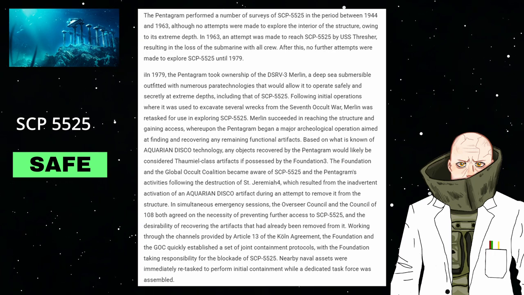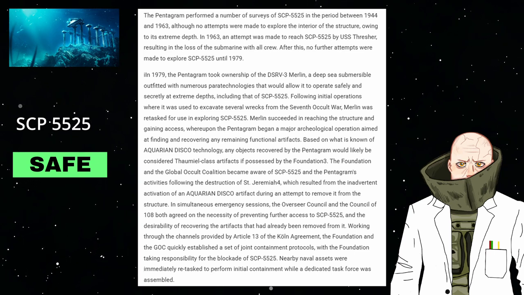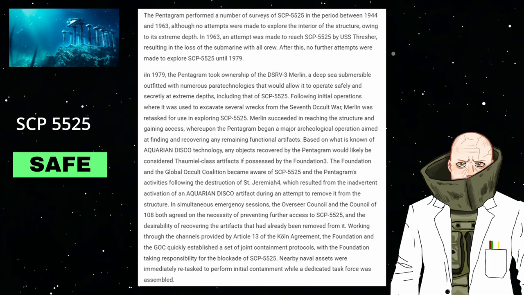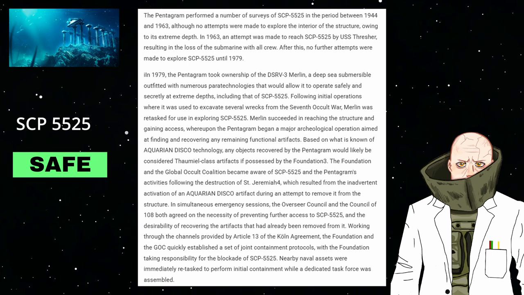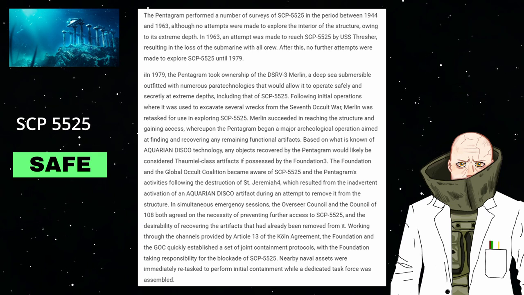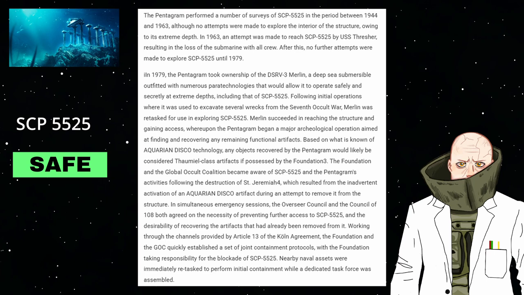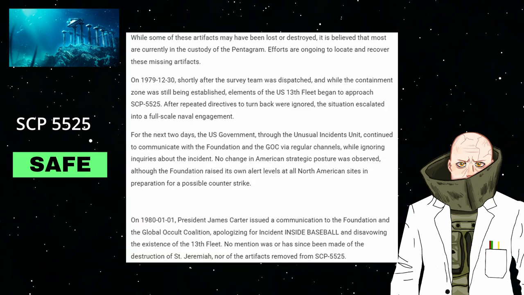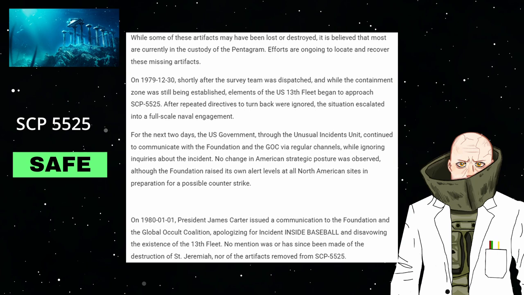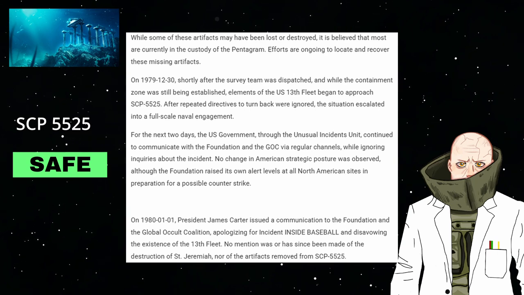Working through the channels provided by Article 13 of the Colin Agreement, the Foundation and the GOC quickly established a set of joint containment protocols, with the Foundation taking responsibility for the blockade of 5525. Nearby naval assets were immediately retasked to perform initial containment, while a dedicated task force was assembled. While some of these artifacts may have been lost or destroyed, it is believed that they are currently in the custody of the Pentagram. Efforts are ongoing to locate and recover these missing artifacts.